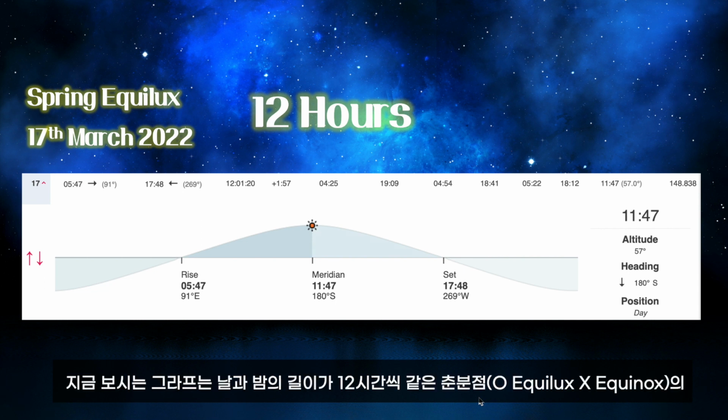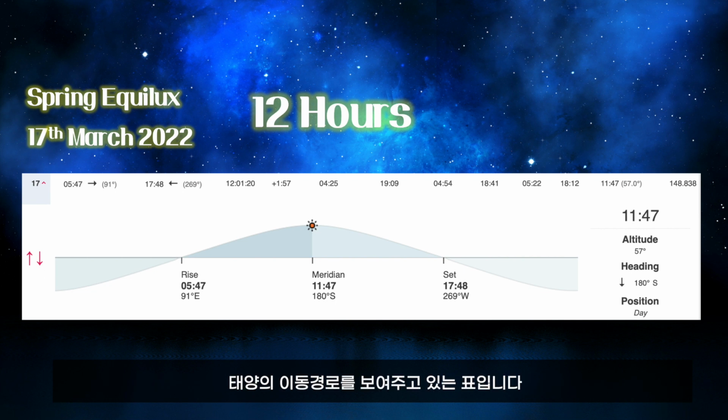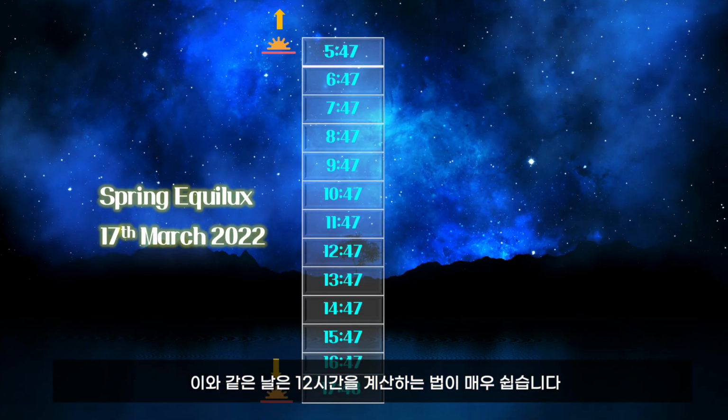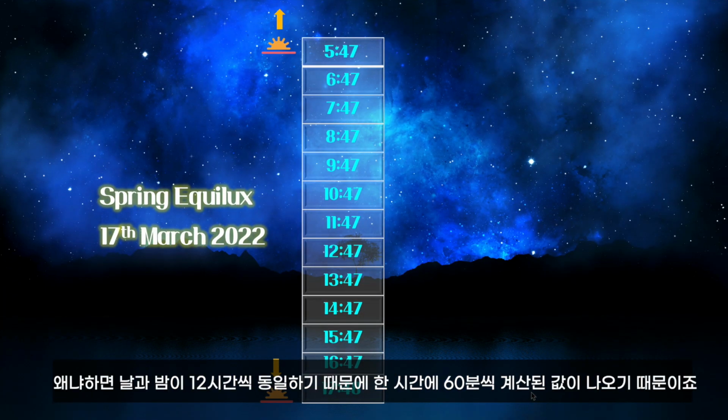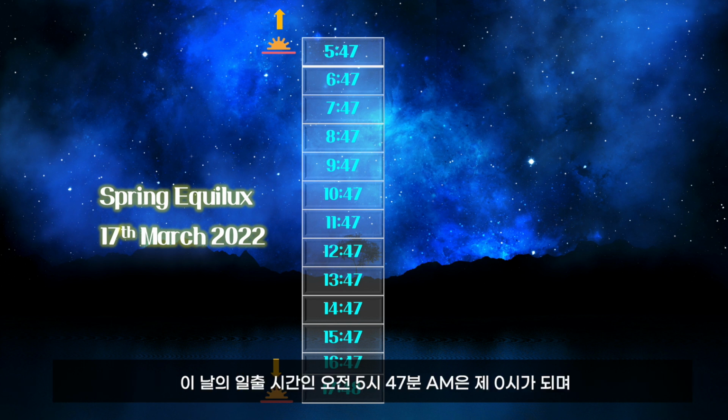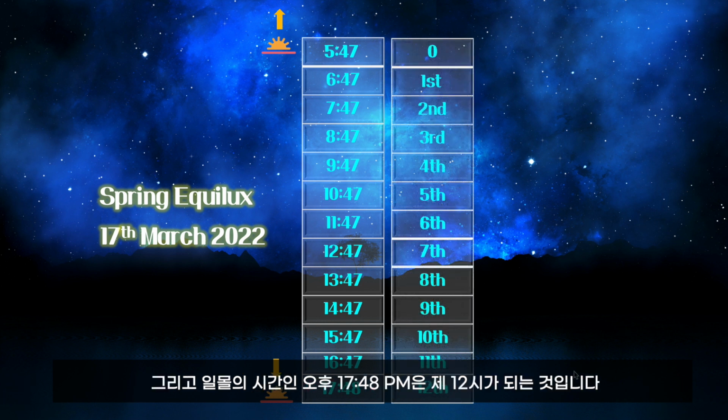This graph shows the path of the sun at the spring equinox, when day and night are equal at 12 hours. So in this case, it's really easy to calibrate 12 hours, as it's already evenly distributed at 60 minutes per hour. The sunrise time, 5:47 a.m., equals hour 0. And the sunset time, 17:48, is equal to the 12th hour. And 1 hour for this day is approximately 60 minutes.